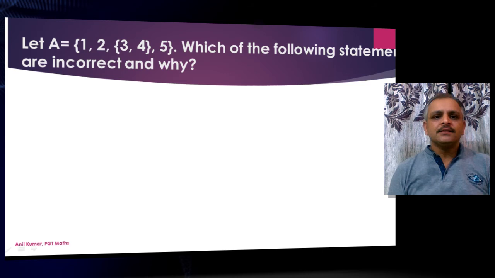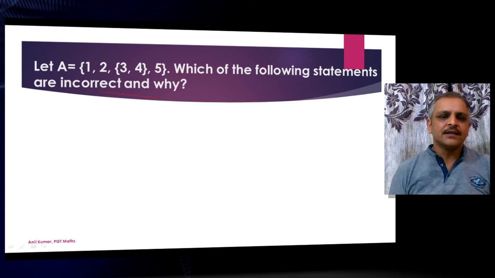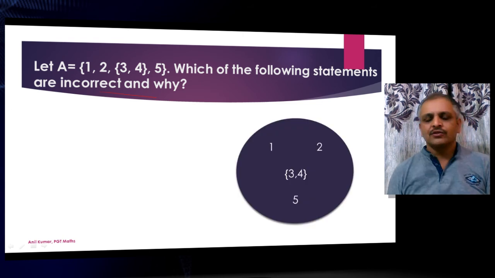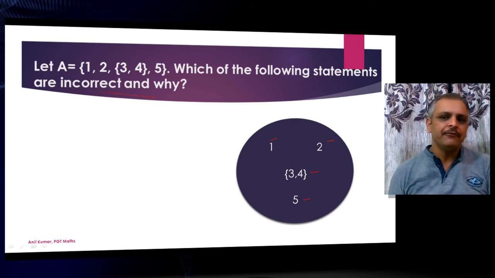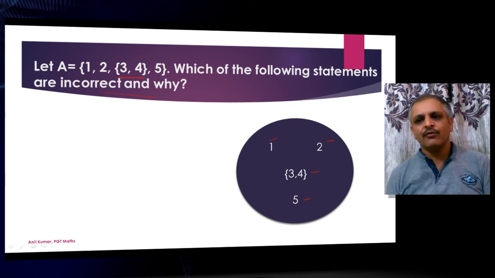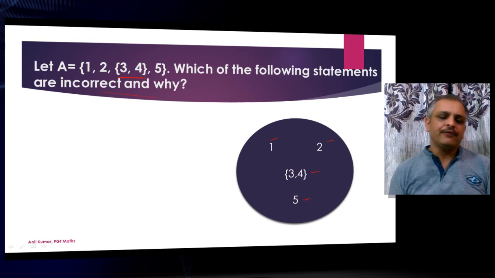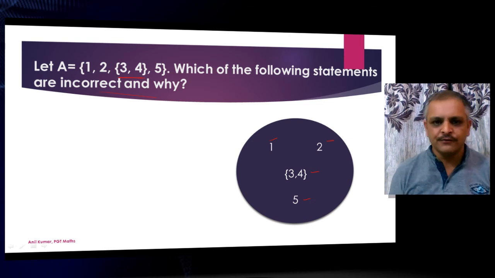Next, if A is this one, which of the following are incorrect and why? To understand it better, let's make a diagram first. So this is a set having these elements: 1, 2, then the element {3, 4} and {5}. How many elements do we have? 4 elements. These are not different elements. If we include them in braces, it is representing only one element. So this set has only 4 elements: 1, 2, the third element {3, 4}, and {5}. These are the 4 elements we have.